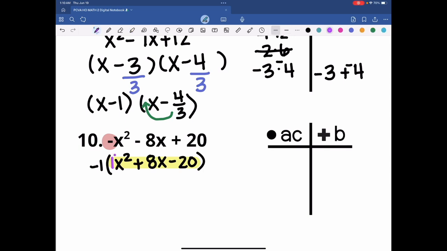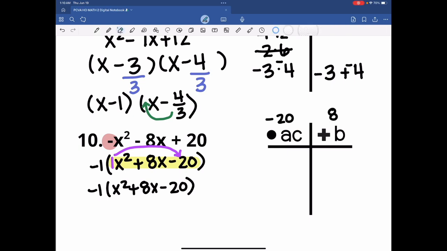So if I slide that 1 over to the negative 20, it's not going to change anything. We still have negative 1 x squared plus 8x minus 20. And when I go to divide, dividing by 1 is not going to change anything. So we are left with negative 20, and my b value is 8. So I need two numbers that multiply to give me negative 20, but those same two numbers, when added together, give me positive 8.